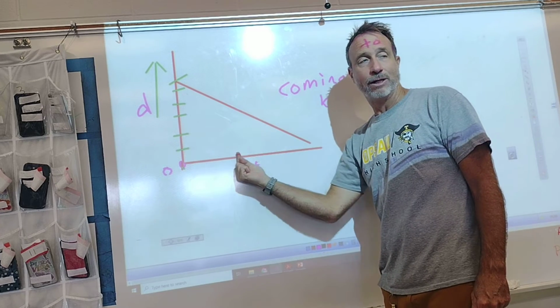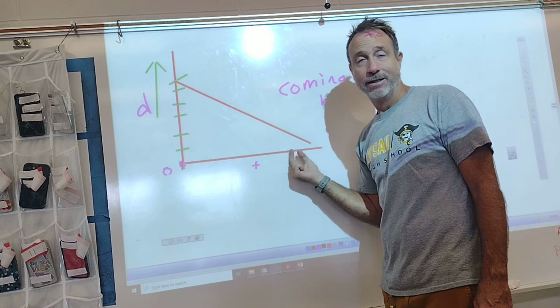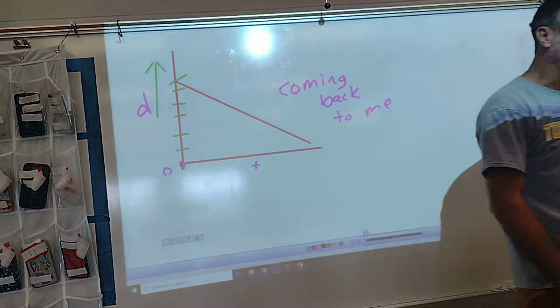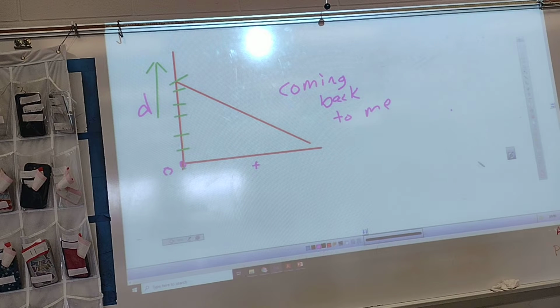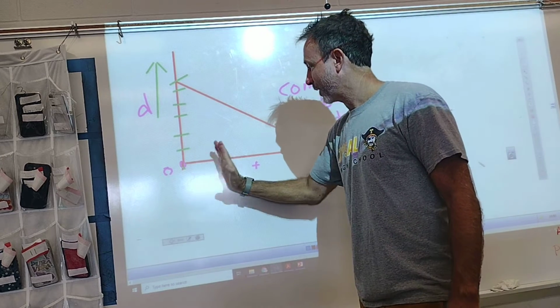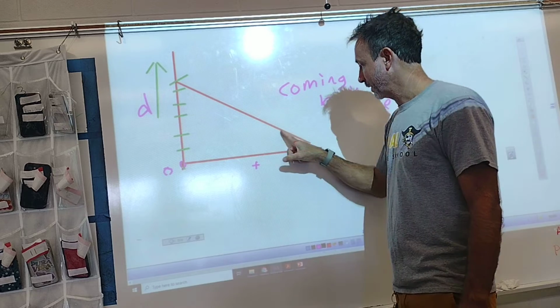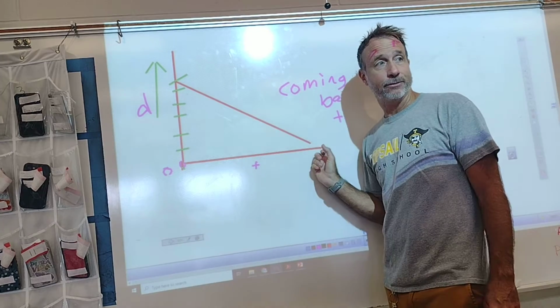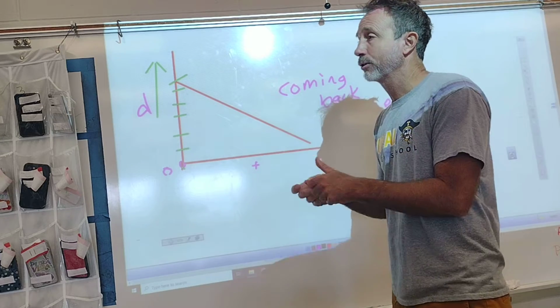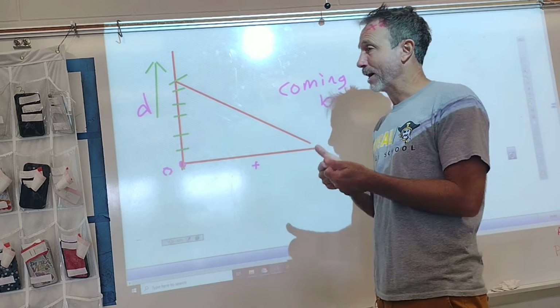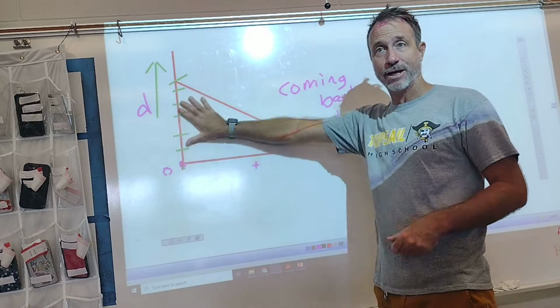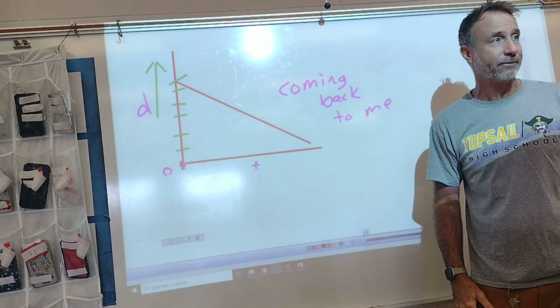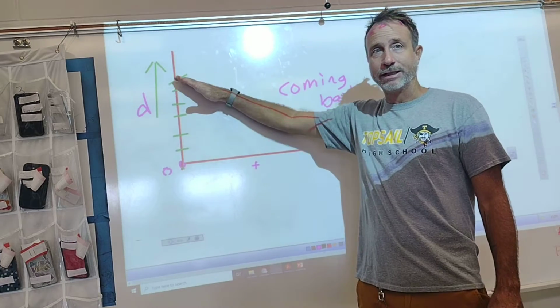This is time going by, right? So it's coming back towards you as time passes. And then eventually, we have to assume it's going to come all the way back to you. This may be a remote control car that you were driving, and then you had it drive back to you. That would be a graph of that happening. Does that make sense?